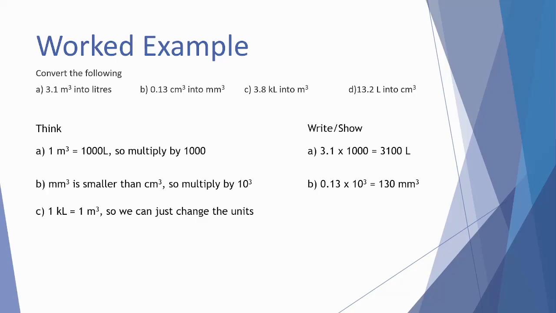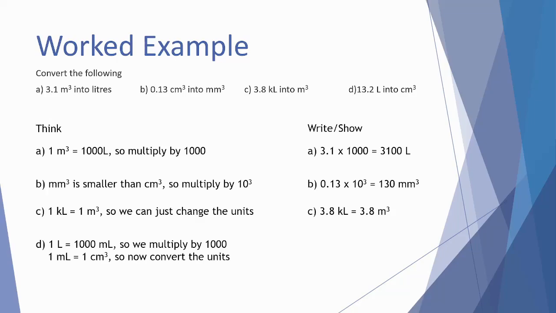Now, 1 kiloliter we know is 1 meter cubed. So all we have to do for this question is change the units. So I can just write 3.8 kiloliters equals 3.8 cubic meters. And finally, we know that 1 liter is 1,000 milliliters. So we need to multiply by 1,000, and then we can convert milliliters into centimeters by just changing the units. So we show this by multiplying it by 1,000. So we've got 13,200 milliliters. And then we can change that into cubic centimeters.